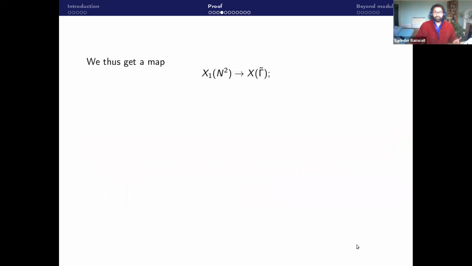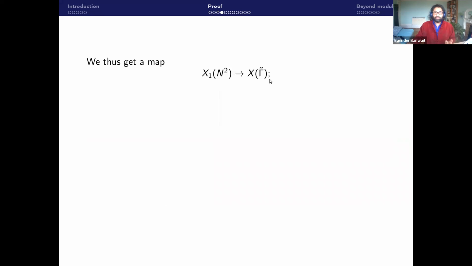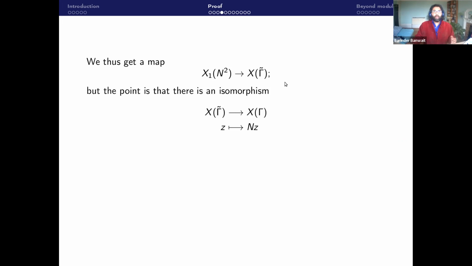So this containment gives us a map between these modular curves, X1 of n squared to X of gamma tilde. But the point is that we haven't really done anything to go from X of gamma tilde to X of gamma. In a sense, all you've done is replace the coordinate in the upper half plane by n times that coordinate, so you get an isomorphic curve.